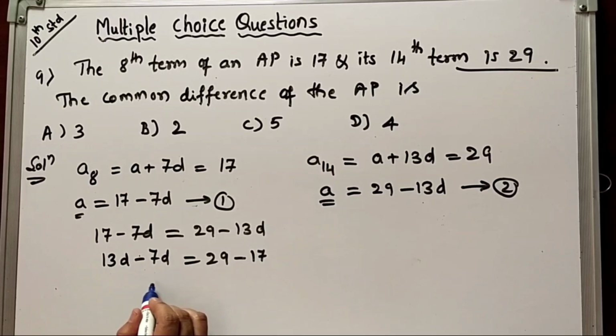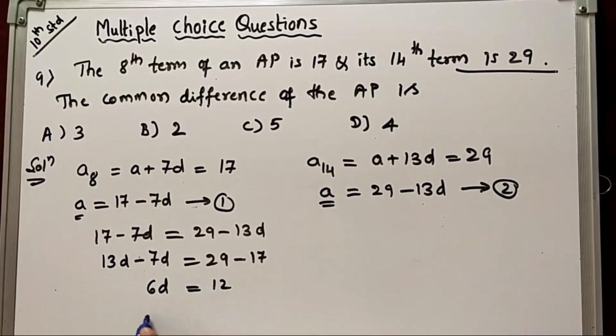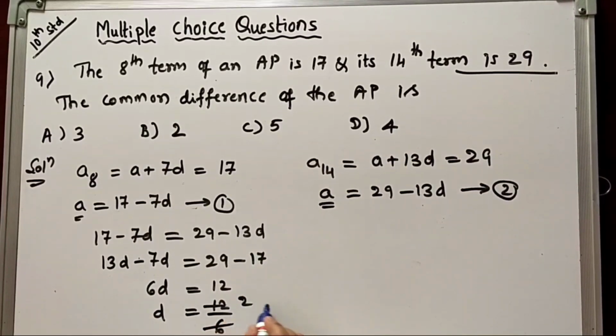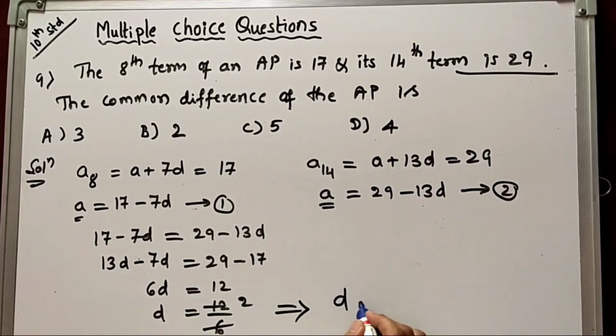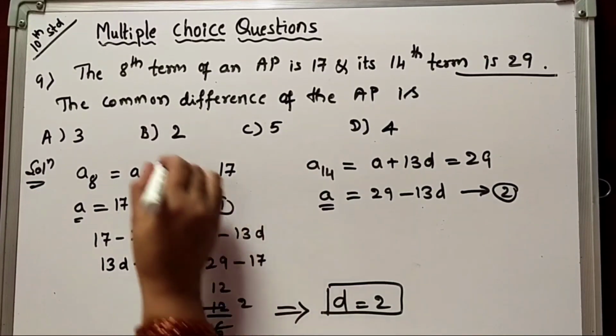13 minus 7 is 6D, which is equal to 12. So D is equal to 12 by 6, which is 2. So the common difference D is equal to 2. So the answer is B.